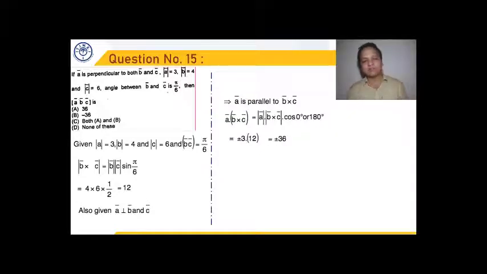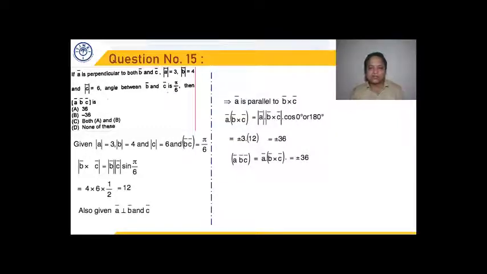We use dot product. We first found B cross C modulus, and then we apply scalar triple product, A dot B cross C, modulus of A dot modulus. How do we expand modulus of B cross C? Because B cross C is also a vector, A is also a vector, and angle between them is cos 0 or 180 degree. So cos 0 is 1, cos 180 is minus 1. So A dot B cross C is plus minus 36, and scalar triple product is also A dot B cross C. It's also the same, A dot B cross C. So can we say this is also equal to plus minus 36?